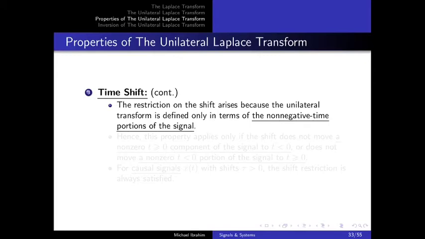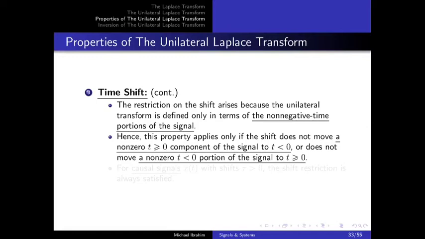Any part of the signal which is happening for t less than 0 is not included in the unilateral Laplace transform. Hence, this property applies only if the shift does not move a non-zero t larger than 0 component of the signal to t less than 0, or does not move a non-zero t less than 0 portion of the signal to t larger than 0.